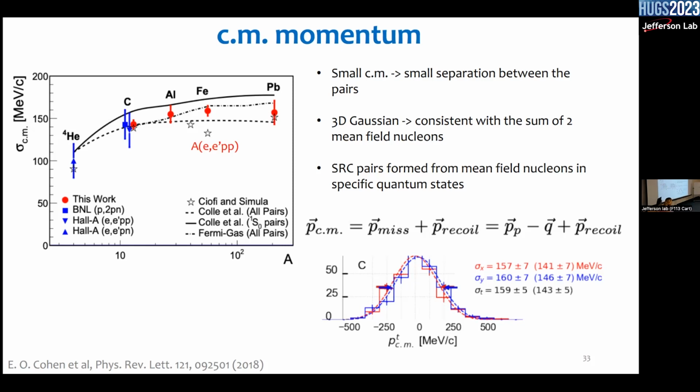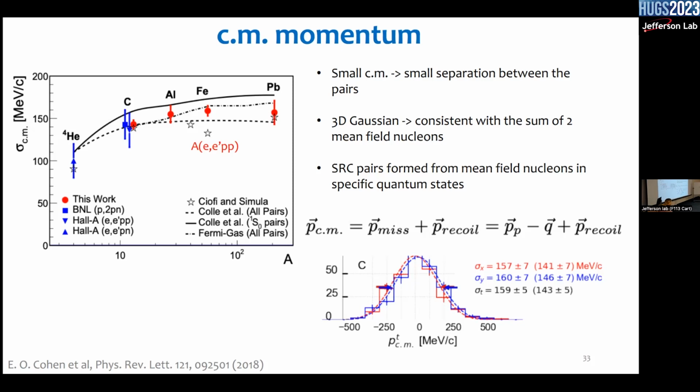What they were able to observe, again from the same data, since there's a lot you can do with this data, is that a 3D Gaussian, part of which is shown down here with the distributions in X and Y, looks consistent with the sum of two overlapping mean field nucleons. That was really interesting, to plot the center of mass momentum.